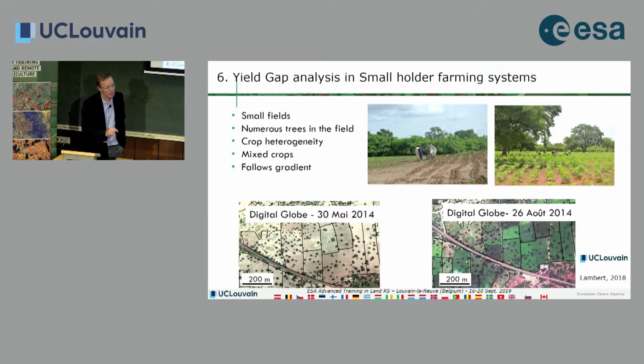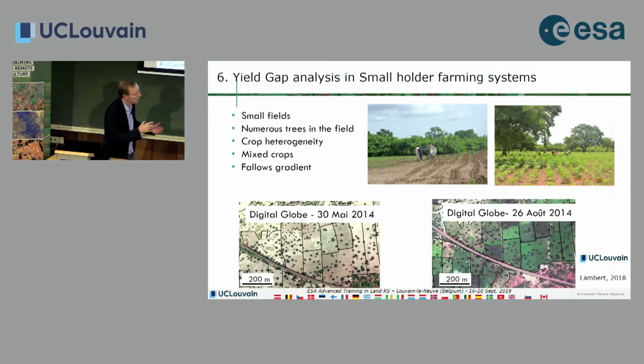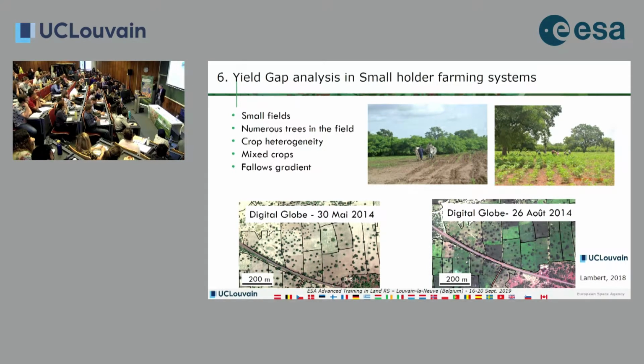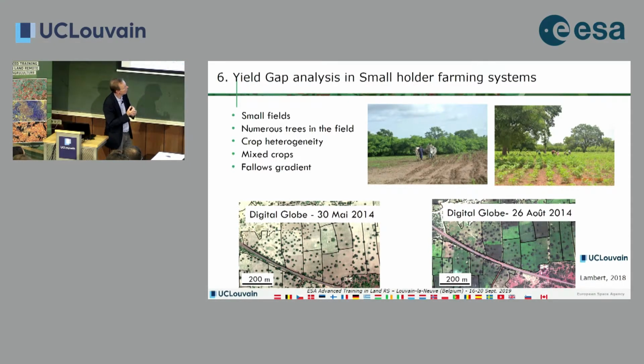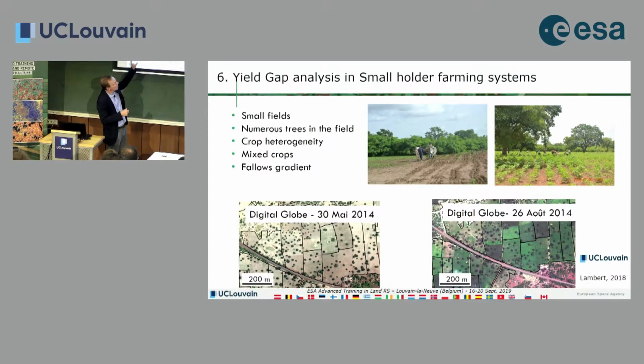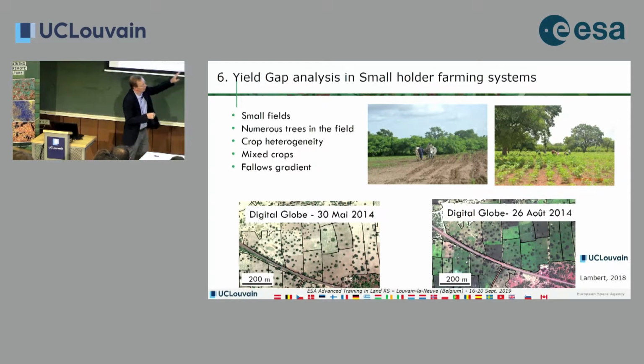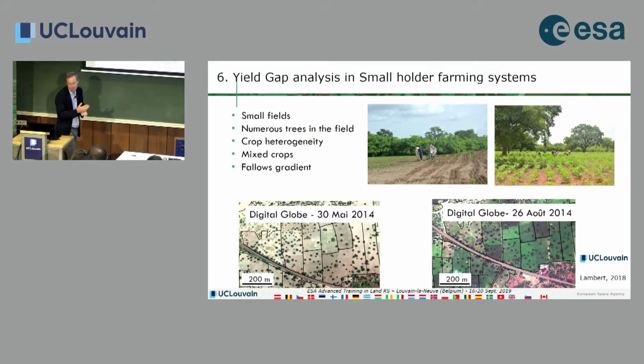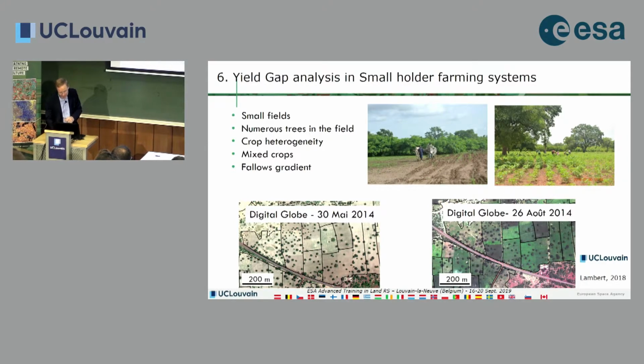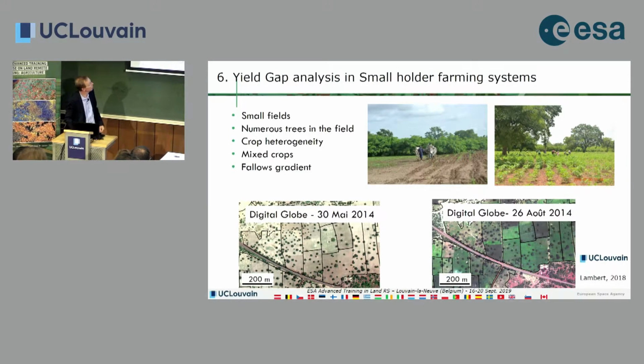My last example is about Mali. Having, in this case, the product from Sen2Agri, and this was done again in close collaboration with Solo and his team. Marie-Julie Lambert has been working in Mali for the Gates Foundation on DigitalGlobe, and we have a time series of 15 images of DigitalGlobe. Very luxurious situation, but the fields are very small, very heterogeneous, sometimes mixed crop.